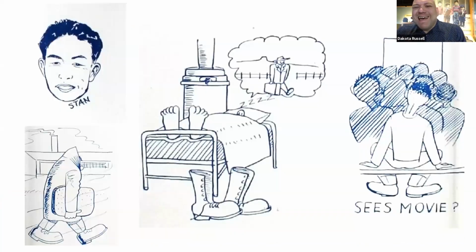So up at the top, you'll see a portrait of Stan from the yearbook, and these actually come from our cartoons from the pages inside of the yearbook here that Stanley has drawn, and they depict some of the things that you would see around camp there.